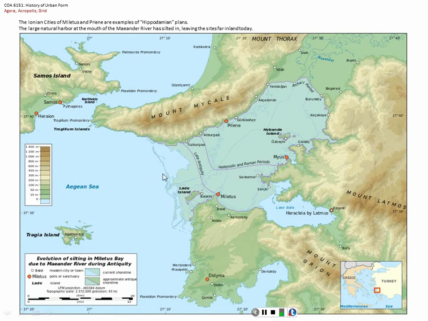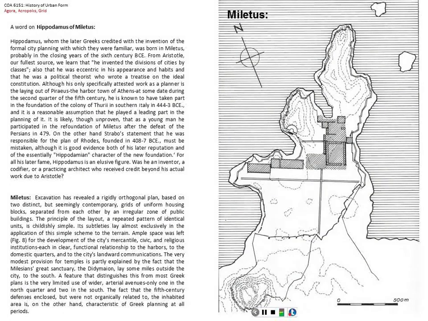There were hundreds of cities in this part of the world, but these are of particular importance because they are associated with what's called Hippodamian planning. Hippodamus, who the Greeks credited with the invention of formal city planning, that is, the planning of cities and colonies that they were familiar with, what we know about him comes from Aristotle, and he gets the credit for inventing the grid plan. Did he invent the grid plan? No. We've seen that earlier.